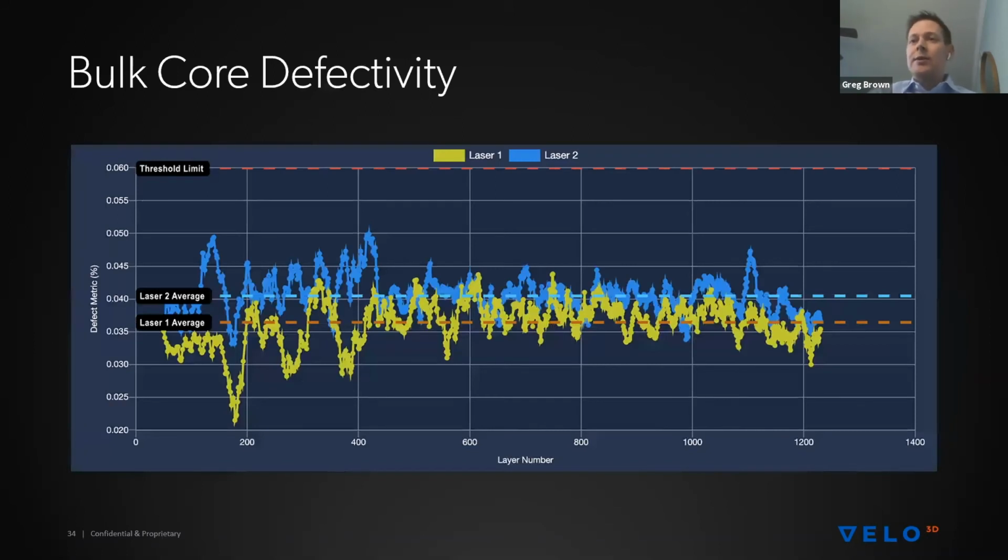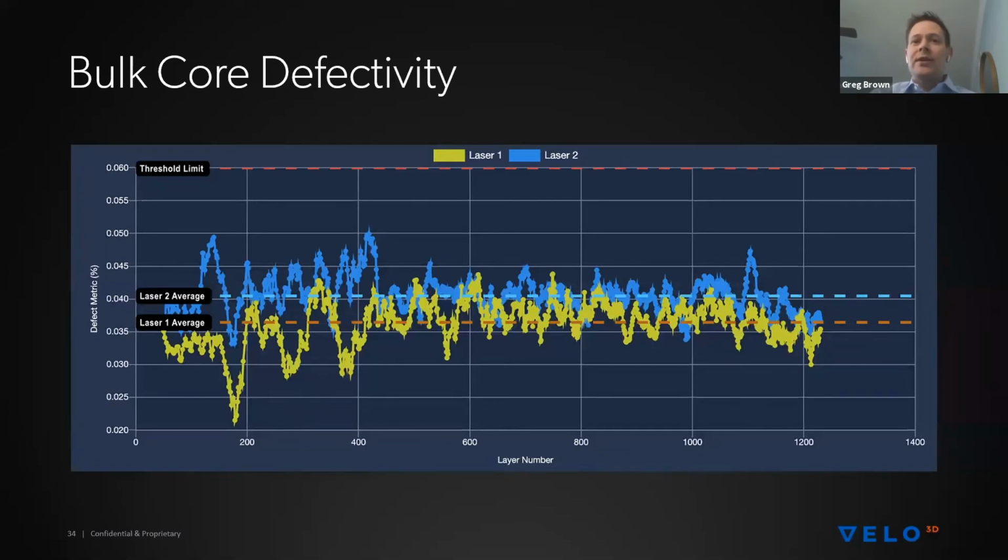So the last thing I want to talk about is bulk core defectivity. We've talked in the last few slides about what we're doing on skin defectivity, surface roughness and breakdowns. What can we do to tell us information about what's going on in the interior of the part? Because oftentimes that's what's dictating the ultimate strength of whatever the part is being made.